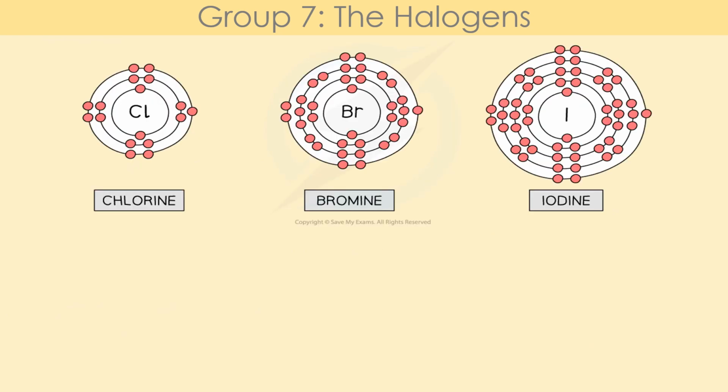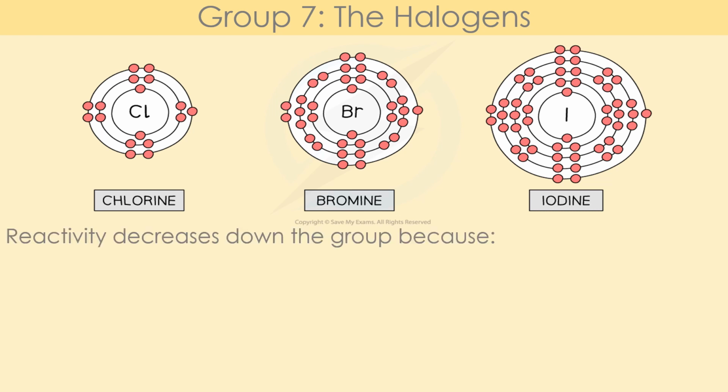So our final little bit of theory is to have a look at the reactivity of them and what's going on. Now I've drawn out the atoms, chlorine, bromine and iodine, and we can see that they're getting bigger. And we can say that reactivity decreases going down the group. So it's the opposite to group 1, where it increases. These ones decrease going down the group because the atomic radius increases.